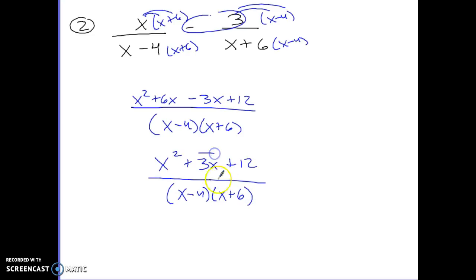Now, if you can factor this more, do it. So let's think about that for a second. Can I think of anything that multiplies to give me 12 and adds to give me 3? Nope, not with 2 positives. So you're done. This is your answer. However, if you can factor that, go ahead and do it, because something else might cancel, and that's always fun.